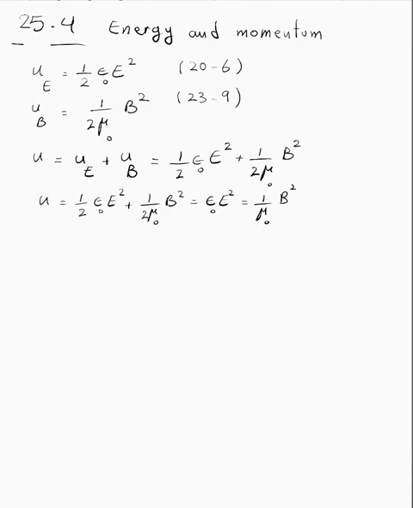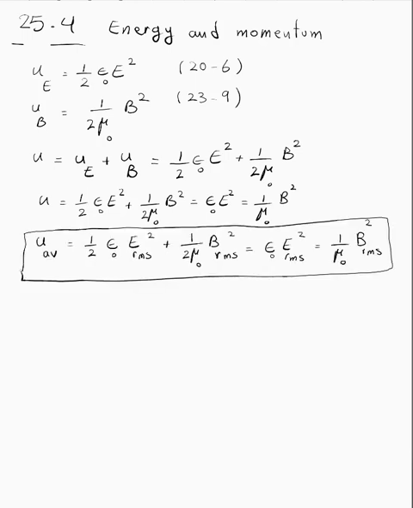Because E and B vary with time, it follows that their average values are zero, just like the current or voltage in an AC circuit. We have studied this before. So to find the average energy density of an electromagnetic wave, we must use the RMS values of E and B.